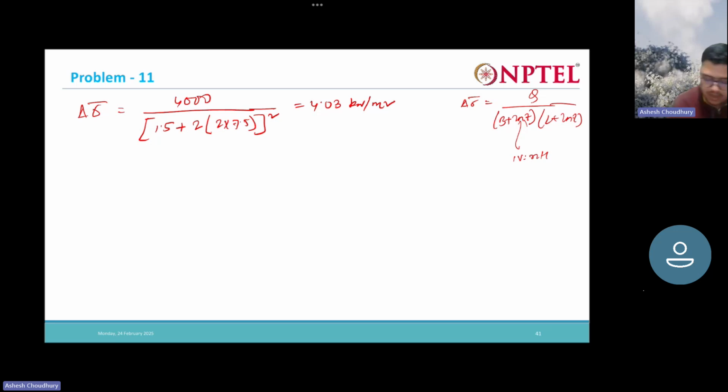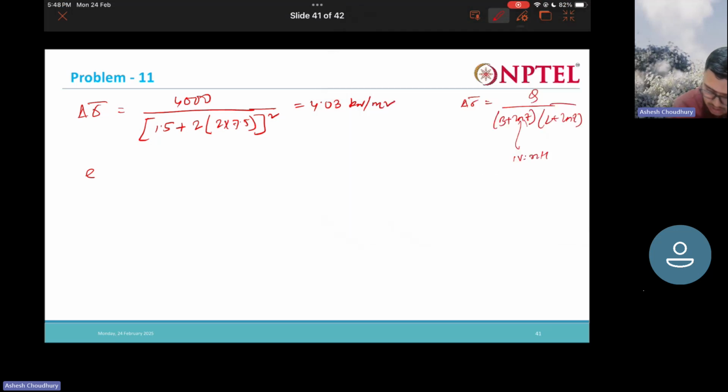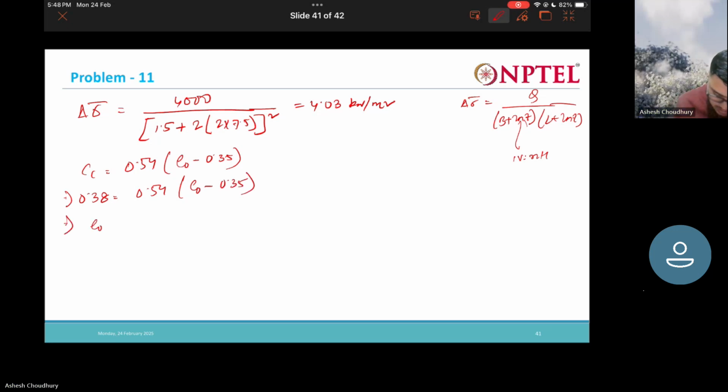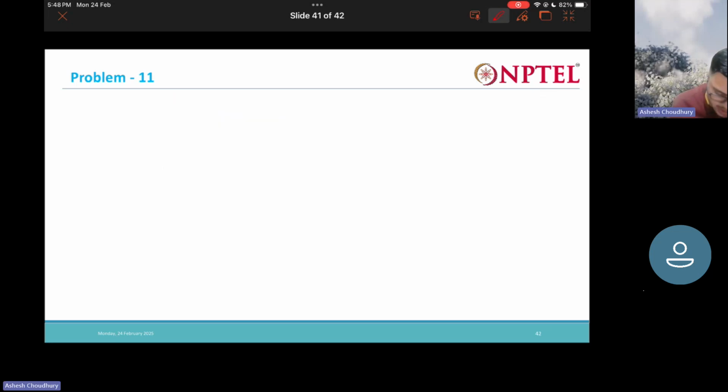Now, one more thing that I need for the calculation of settlement is the initial void ratio. Initial void ratio I can find out from the Cc relation. So Cc is 0.54 (e naught minus 0.35), and Cc I know equals 1.05.